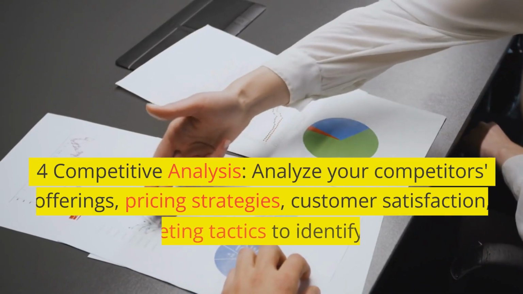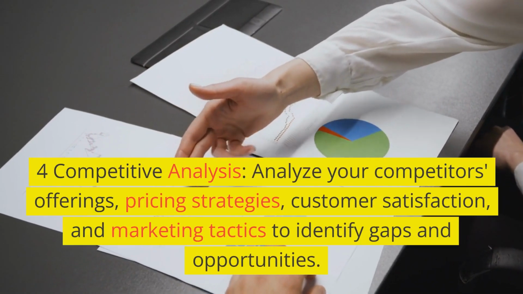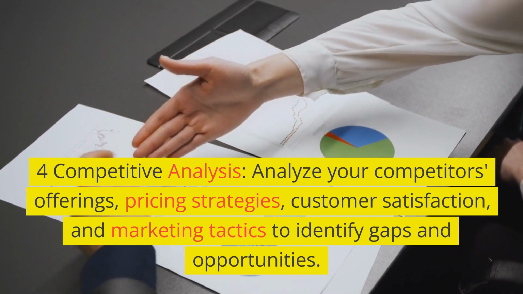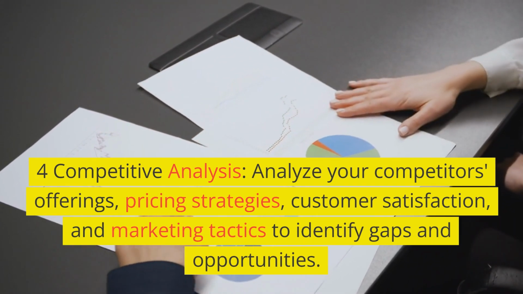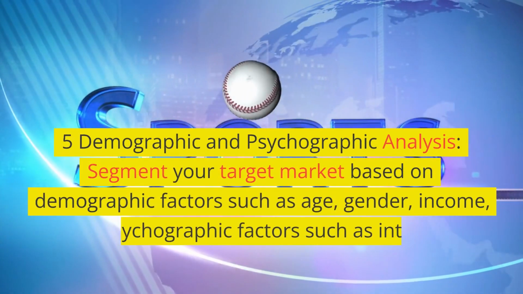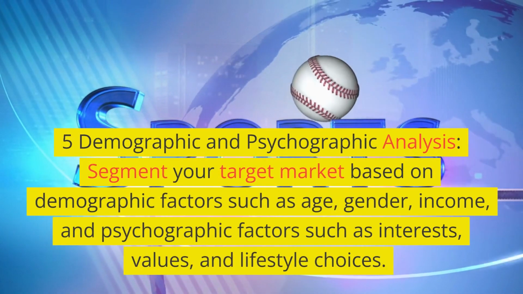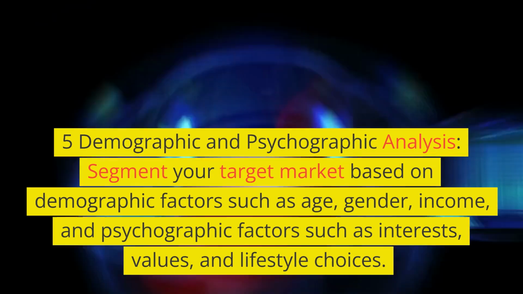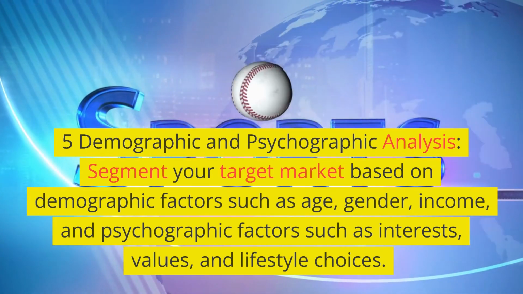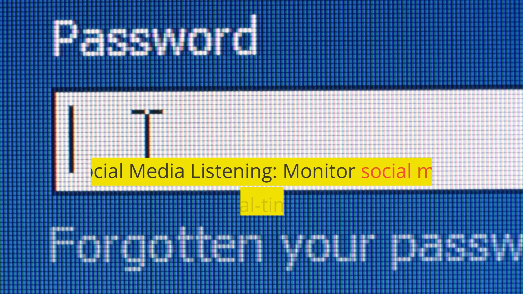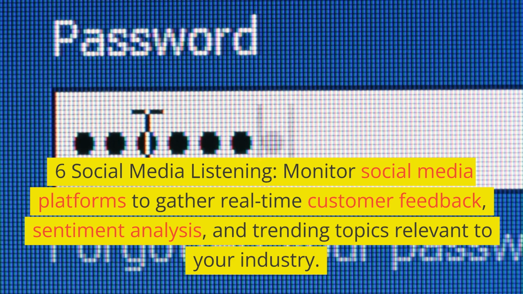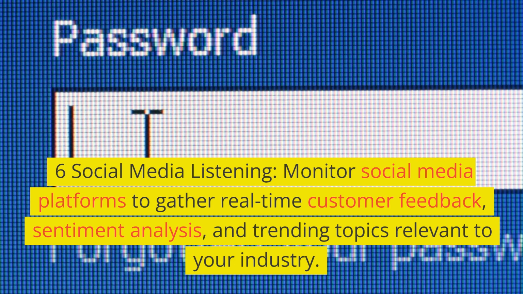4. Competitive analysis. Analyze your competitors' offerings, pricing strategies, customer satisfaction, and marketing tactics to identify gaps and opportunities. 5. Demographic and psychographic analysis. Segment your target market based on demographic factors such as age, gender, income, and psychographic factors such as interests, values, and lifestyle choices. 6. Social media listening. Monitor social media platforms to gather real-time customer feedback, sentiment analysis, and trending topics relevant to your industry.